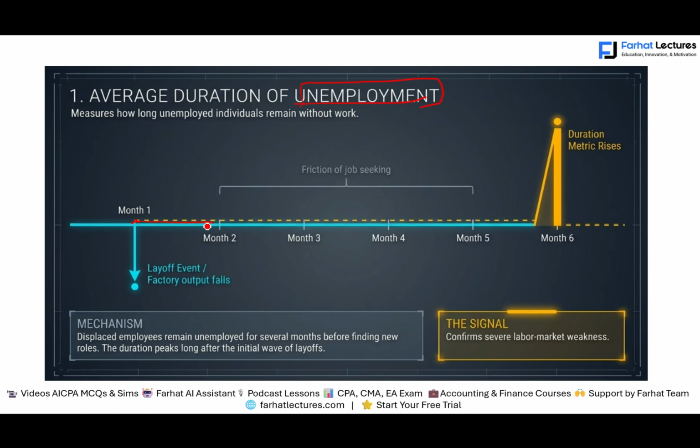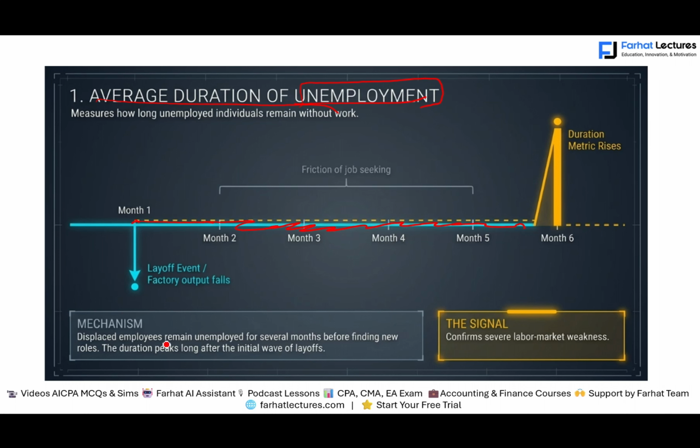But the longer it takes to find a job, the longer the average duration of unemployment is, the stronger is the evidence that we are in a severe labor market weakness. And the opposite is true. If the average duration of unemployment is shorter, we are not. But the longer the average duration, the worse off we are. Now, everything that I say, the opposite is true of it.